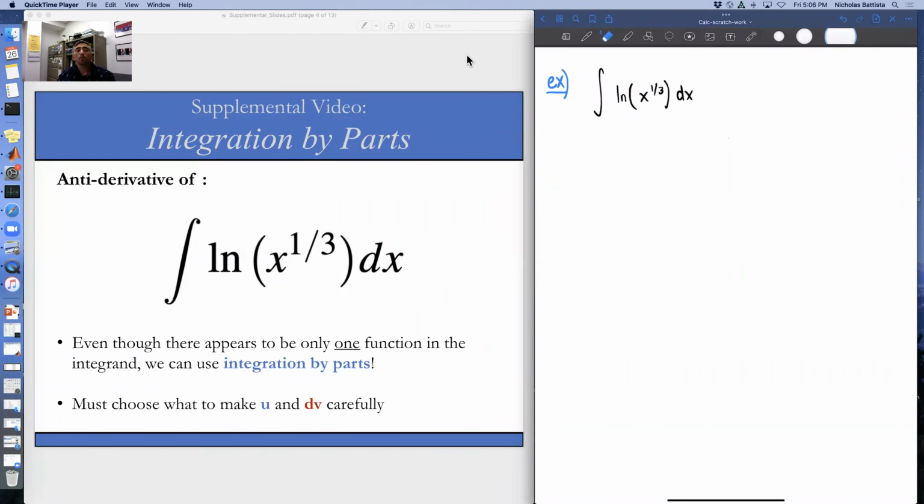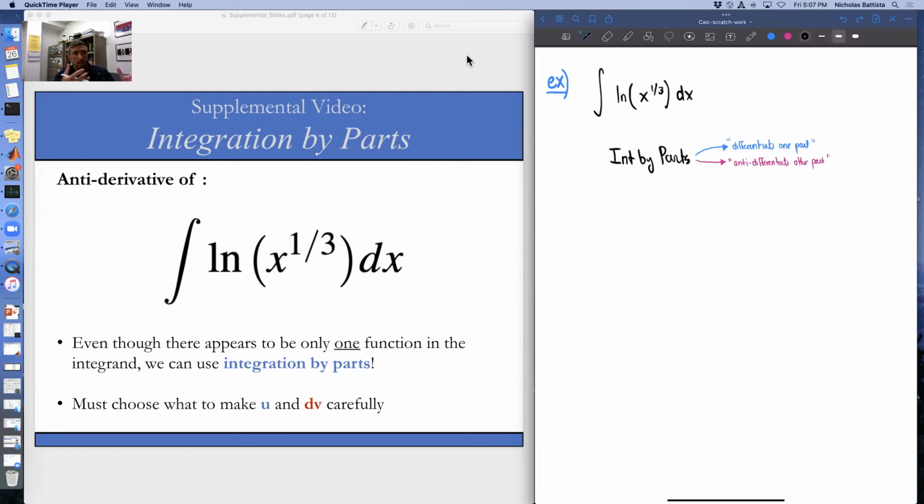In this video, we're going to apply integration by parts to help us compute the antiderivative of the ln of x to the 1/3. Now, typically when we think about integration by parts problems, we typically think about having two functions sitting there in the integrand.